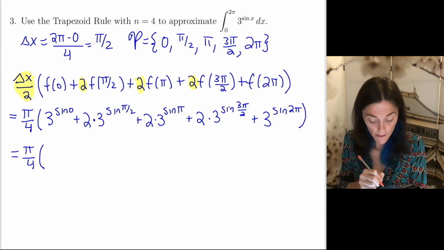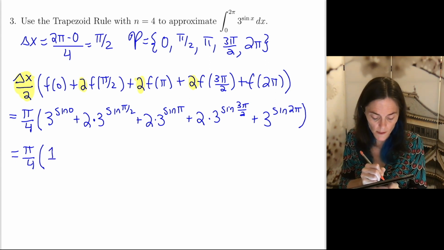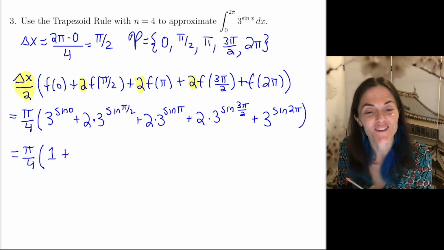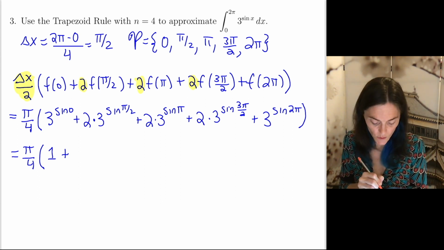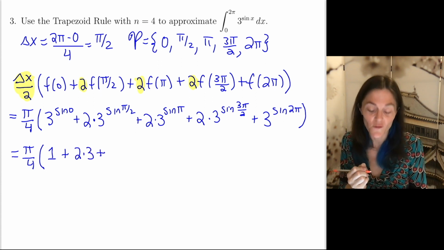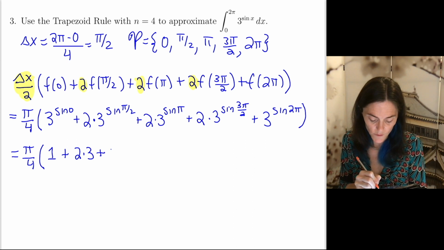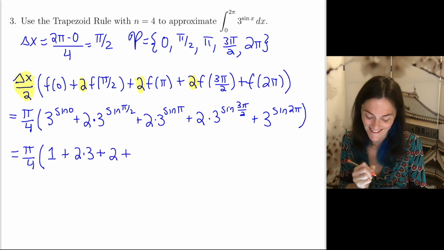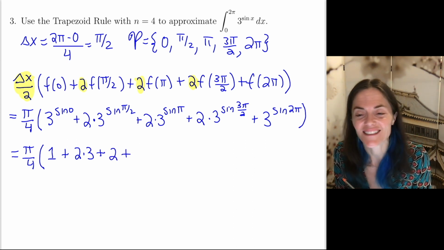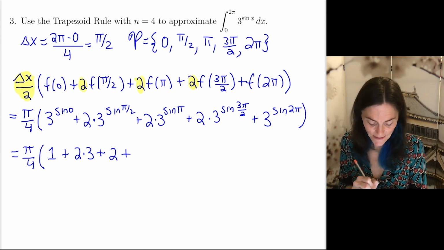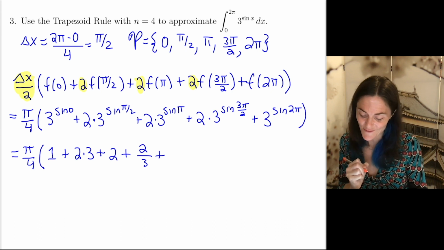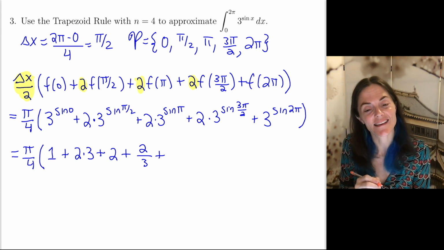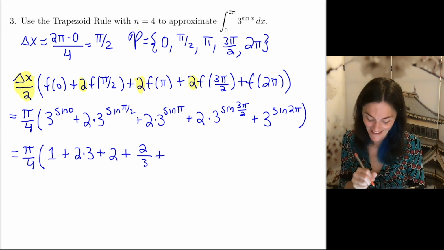The sine of 0 is 0, and so 3 to the 0 is 1. The sine of pi over 2 is 1, so we have 2 times 3. The sine of pi is 0, so we have 2 times 1. The sine of 3 pi over 2 is negative 1, so here we have 2 over 3. And finally, the sine of 2 pi is 0. So again, we just have 1.